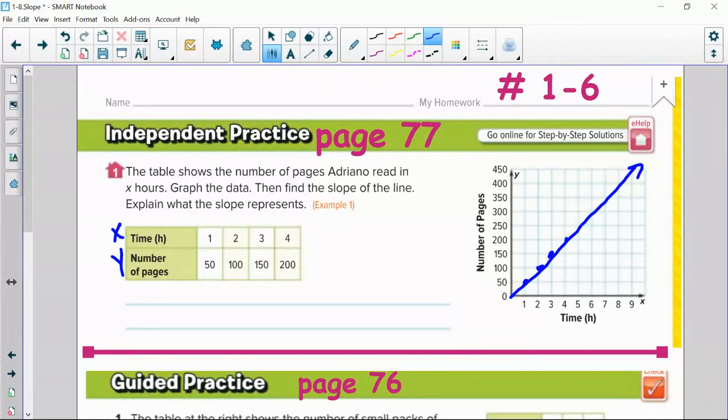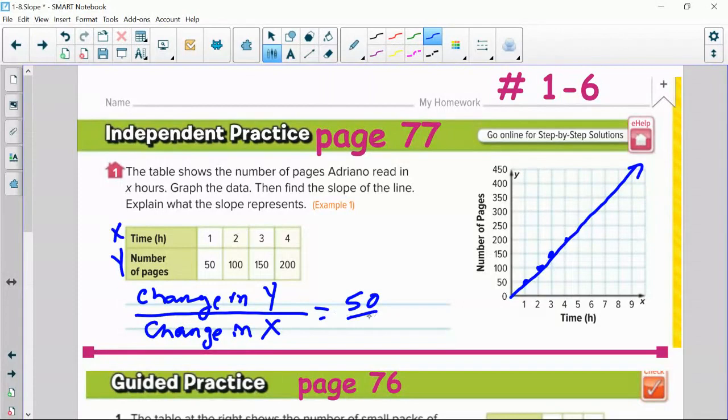Okay. So we have to find the slope. Well, how do we go up and how do we go over? Well, my change in Y over your change in X. So that means we have 50 over 1. So my slope equals 50.